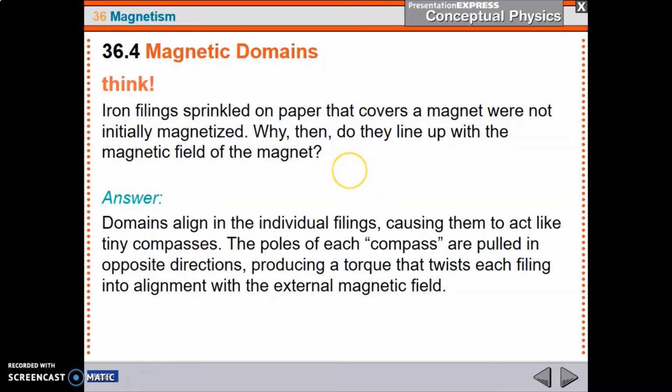Oh, I forgot the written answer. Domains align in the individual filings, causing them to act like tiny compasses. The poles of each compass are pulled in opposite directions, producing a torque that twists each filing into alignment with the external magnetic field. That's a different way of saying it.